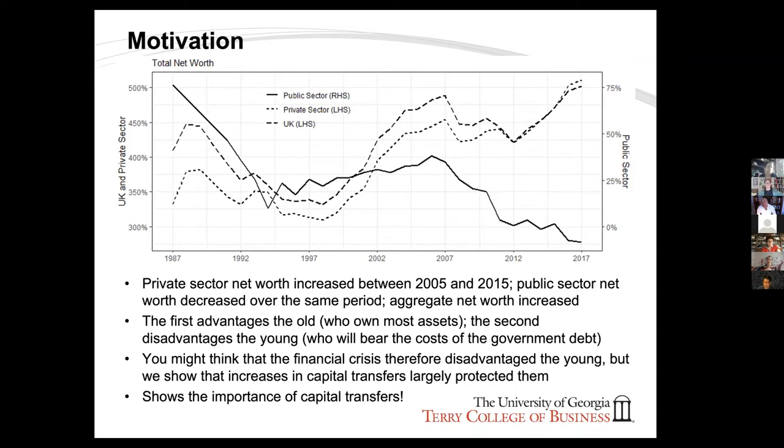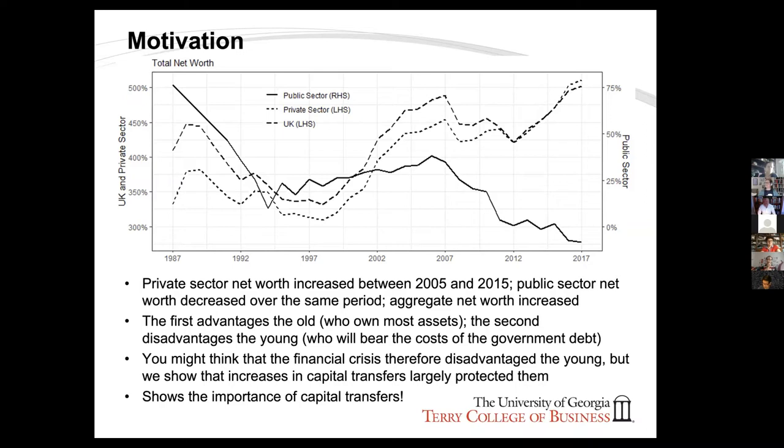But what we show is that once you allow for capital transfers, and we do this using the generational wealth accounts, then in fact, the increase in capital transfers over this period largely protected the young from the consequences of the decline in the public sector debt.